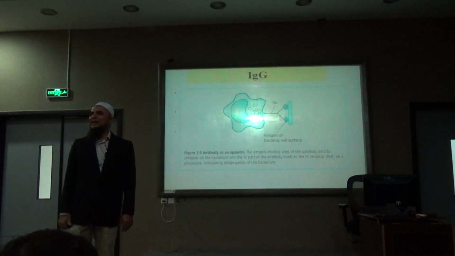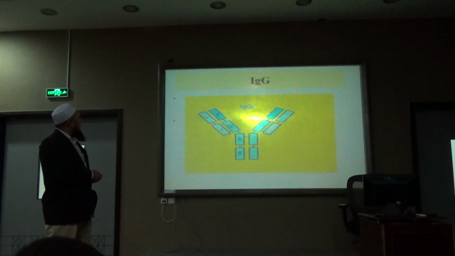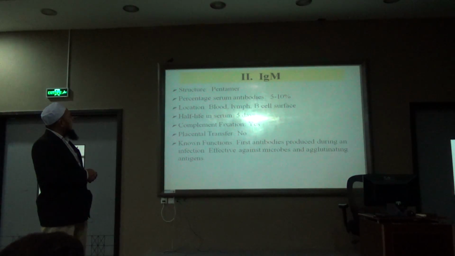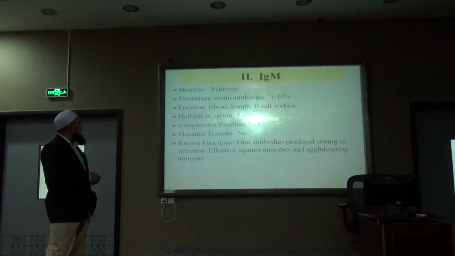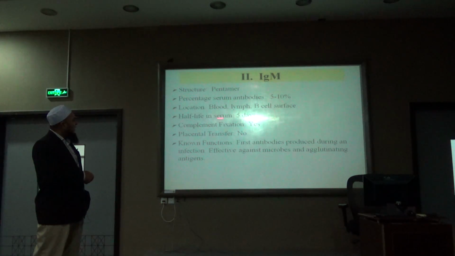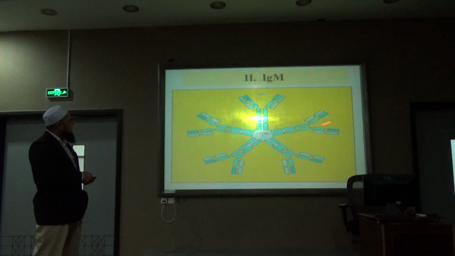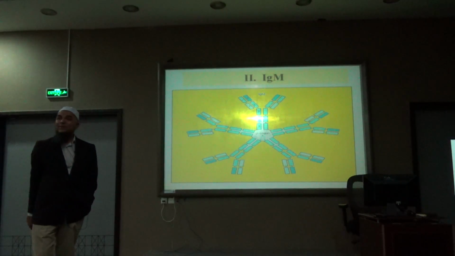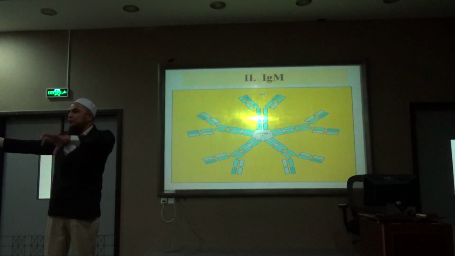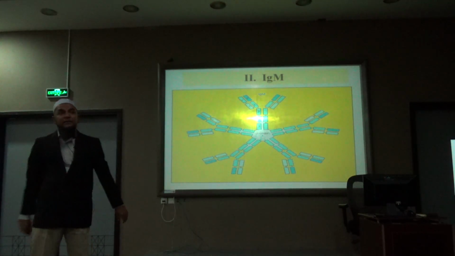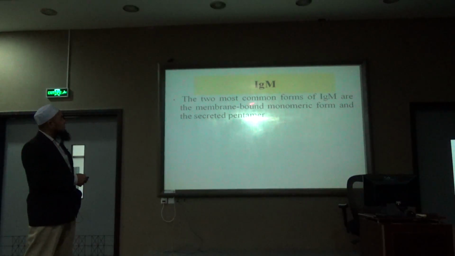It's called antibody dependent cell cytotoxicity. Okay guys, so this is IgG. IgM is a pentamer, five components, 5 to 10% of serum antibodies, serum half-life is 5 days. That's why its complement activation is very fast, because it connects with too many constituents. And this is the first antibody that comes into action.